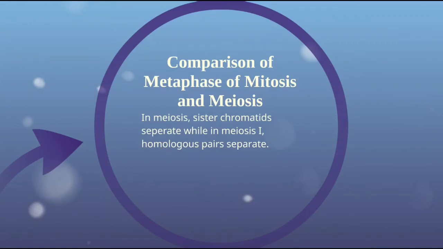Mitotic daughter cells are identical to each other and to the parent cell. Because of the exchange of genetic material during meiosis, or crossing over, gametes are very different from each other.